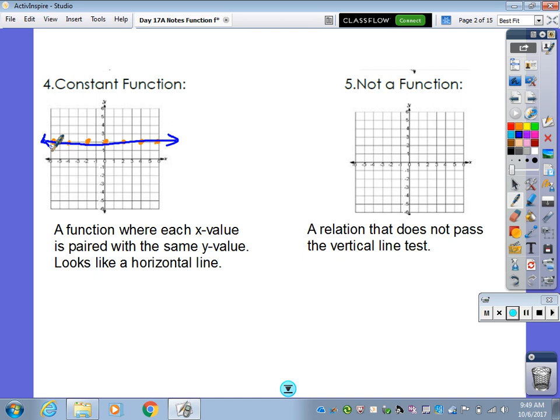When we see a graph that doesn't pass the vertical line test, if I have a shape like this and I do my vertical line test, I can see that the line is touching the graph at at least 2 different points, so this is not a function. We could have a discrete relation that's not a function, where you would have a couple of points on the graph, and if at least one of the points does not pass the vertical line test, then it's not a function.